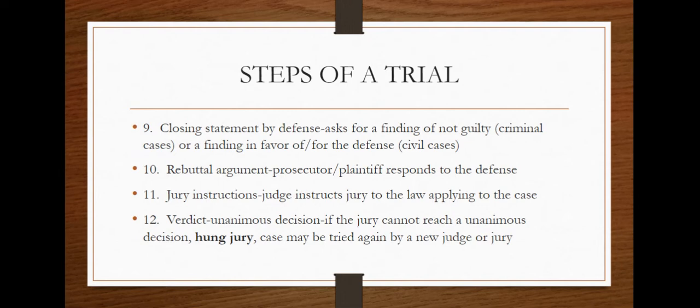So we've got instruction by the judge, then the jury is dismissed to bring back a verdict. Okay? And that's it. All right. After that verdict is given, if the verdict is guilty, then it rests in the hands of the judge to determine punishment. Okay. And what is going to happen there.